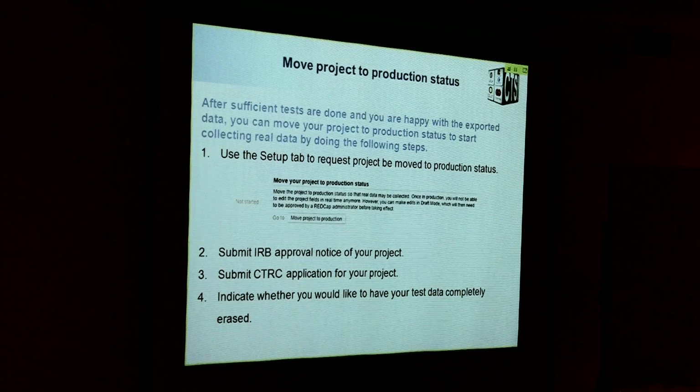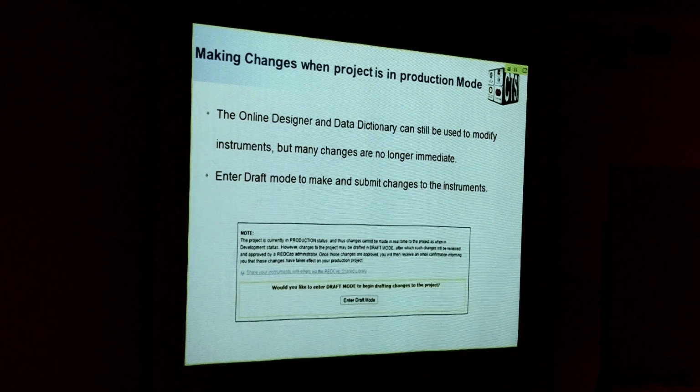And then after all these things are done and you're ready to collect real data, you need to move your project to production status. You will go into the Setup tab, and it's at the very bottom of the choices. You can click on Move Project to Production, and that will trigger a request to myself or other administrators. We will look at your project, and at the same time, you will need to submit IRB approval, CTRC application, if you haven't already done so. And inside that submission, you also want to indicate whether you want to erase your test data. That's a checkbox that you can check off. After moving to production status, then you can start collecting your real data.